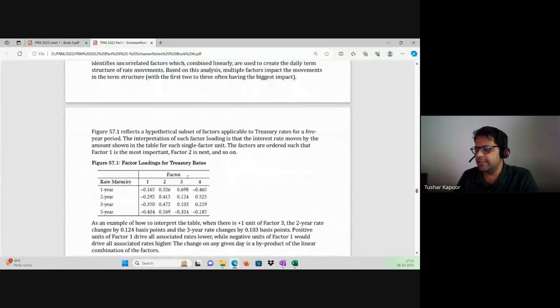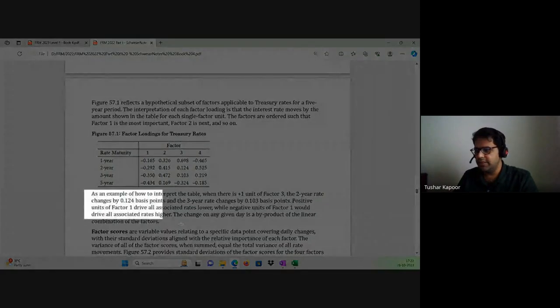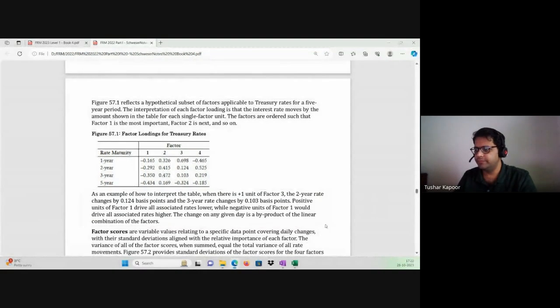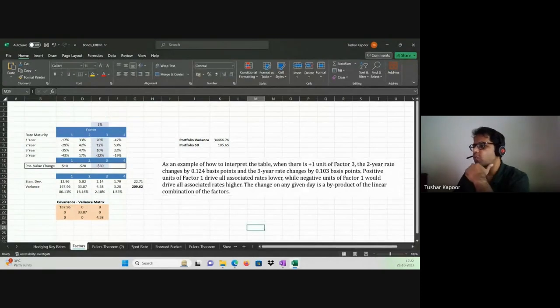Just to make things in sync, I'll give an example of how to interpret the table. It says, when there is a 1 unit change in factor 3, that means it rises by 1%. For our example, let's just take it as 1% change. The 2-year rates change by 1.24%, right? He's talking about a 1% change.